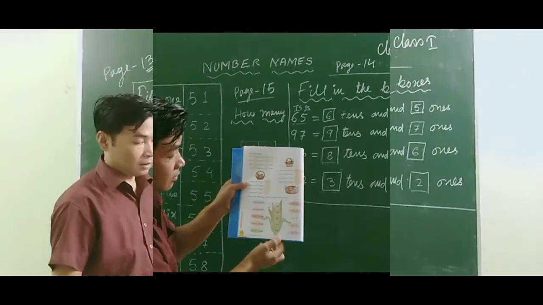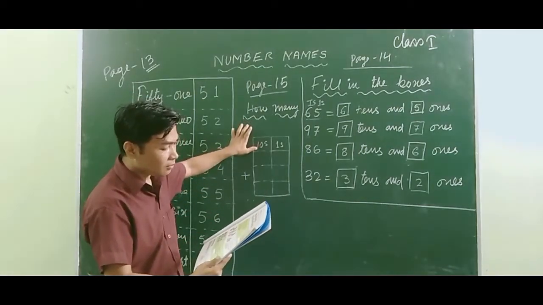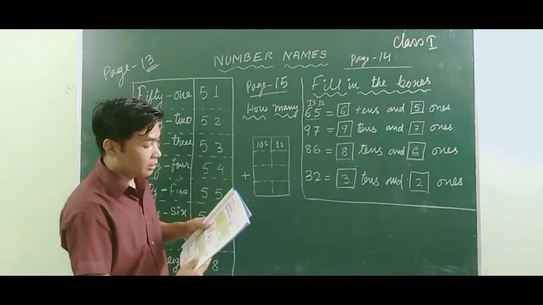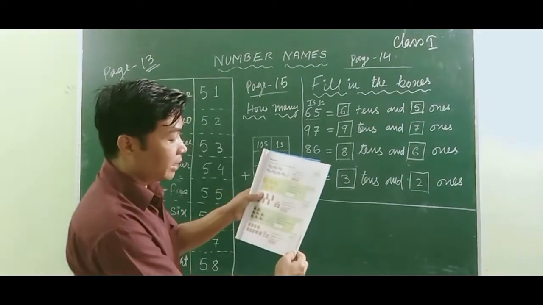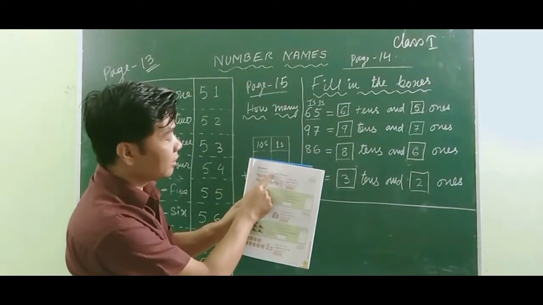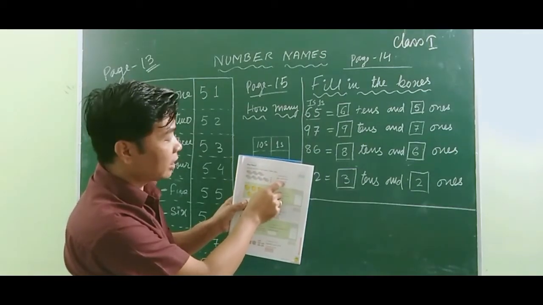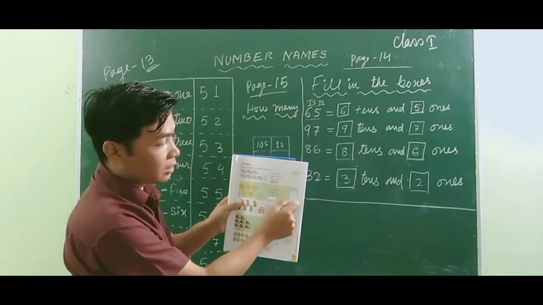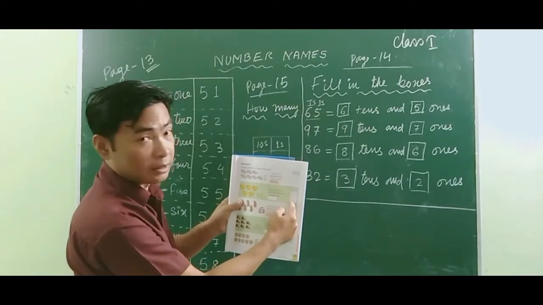Now page number 15. I have made a box here. I'll show you here in the book, page number 15. How many? Count and fill in the boxes, then add. So we have to count it and fill in the box. Here also one box is there, here also another box is there. You have to fill this box first and then we have to add.